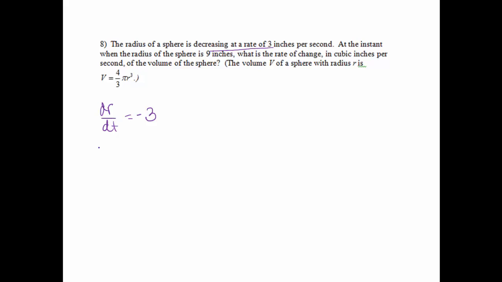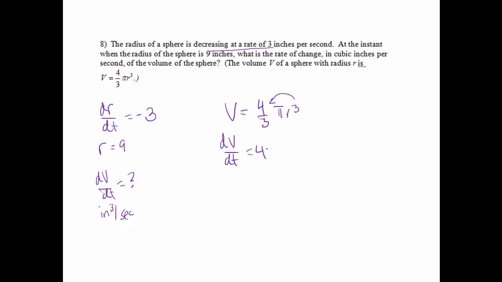Then it says at the instant when the radius is 9, so r equals 9, what is the rate of change in cubic inches per second of the volume? So we want to know dV/dt, our question mark. And they already told us the units would be inches cubed per second, so we can remember that when we are done. All right, so I'm going to start with my volume formula. We know in a related rates problem, we're just going to take the derivative of both sides. The derivative of V would be dV/dt, and then the derivative of the right side, bump my 3 out front, I'm going to have 4 pi r squared dr/dt. Okay, now from here we're just plugging in information.